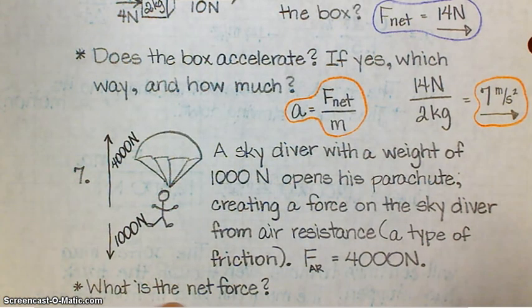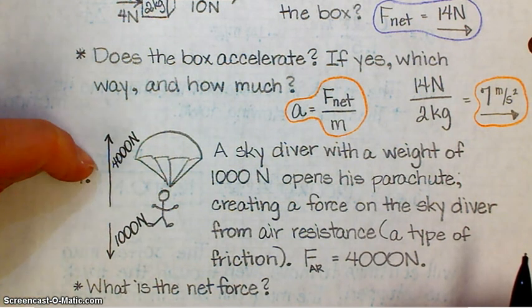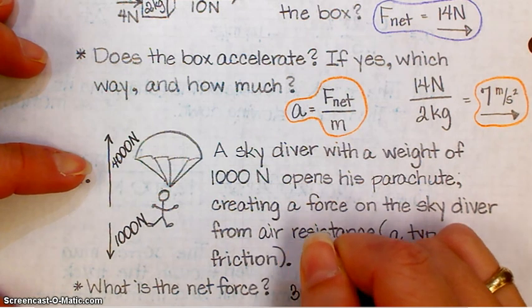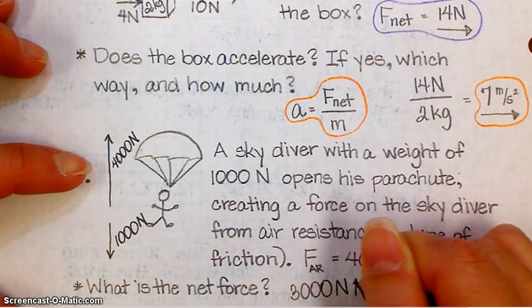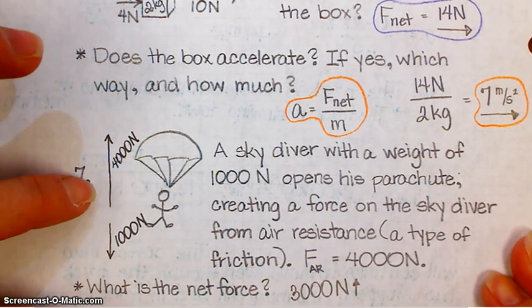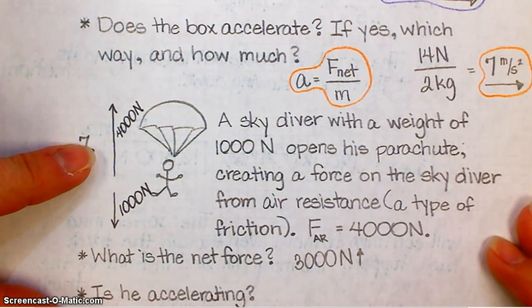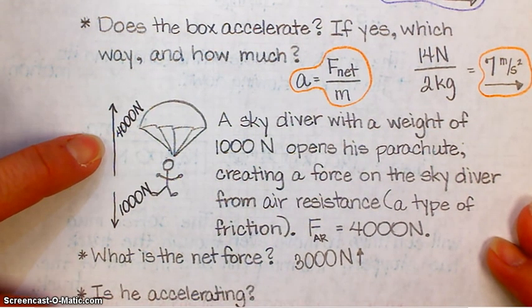So what is the net force? You're going to look at both of these forces. You have 1,000 newtons down, you have 4,000 newtons up. The net force is going to be 3,000 newtons up. You're going to subtract because the two forces are pointing in the opposite direction. And then the net force is going to take the direction of the bigger force. The bigger force points up, so the net force points up.